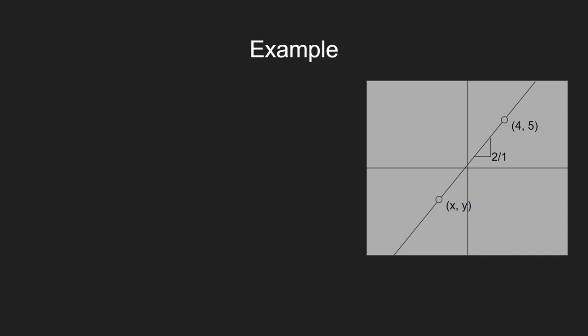First, we start with our basic form of y minus y sub 1 equals m times the quantity x minus x sub 1. We can plug in 2 as our m, 4 as our x sub 1, and 5 as our y sub 1. Now we have y minus 5 equals 2 times the quantity x minus 4. First, we'll multiply x minus 4 by 2. Distributing the 2 between the x and negative 4 gives us 2x minus 8.